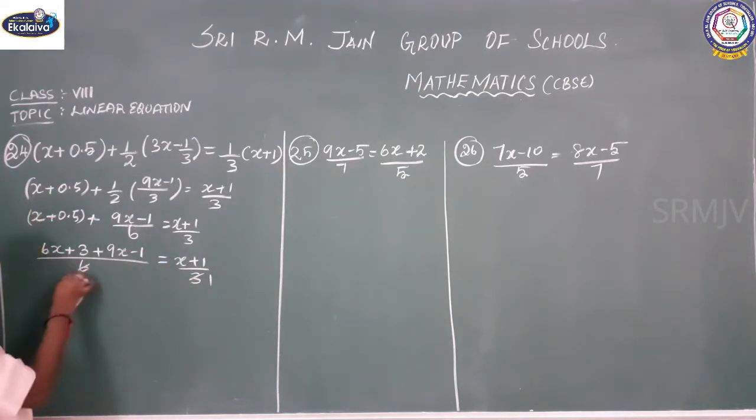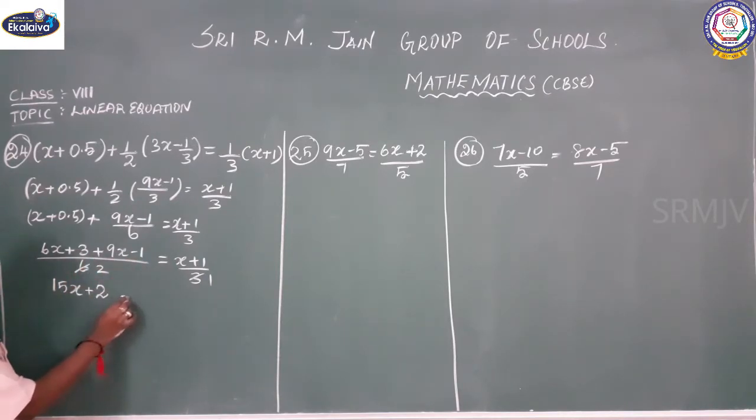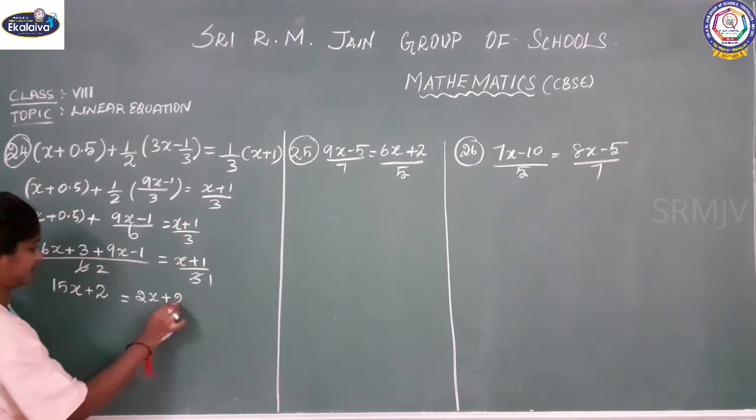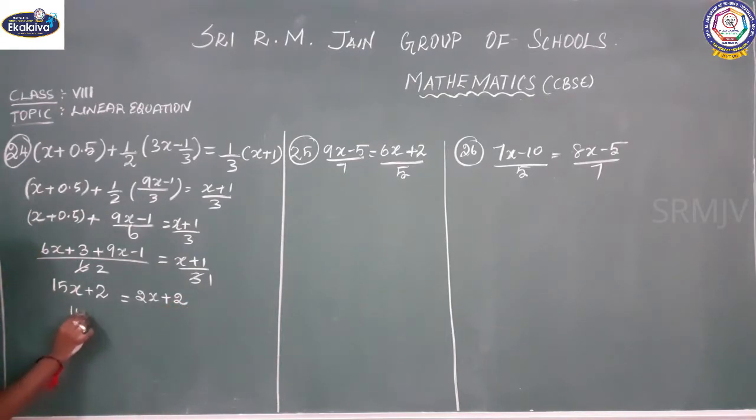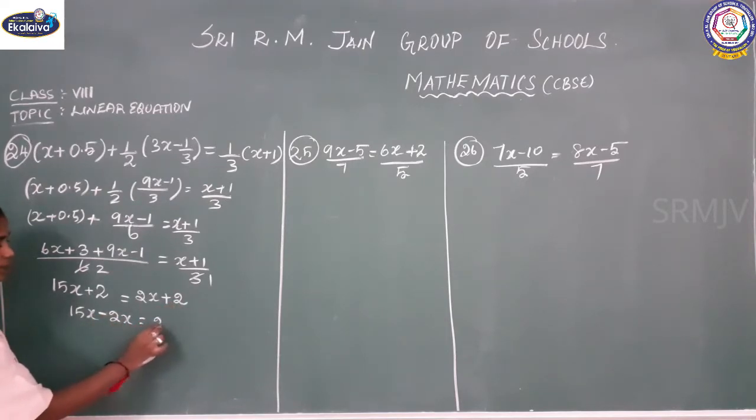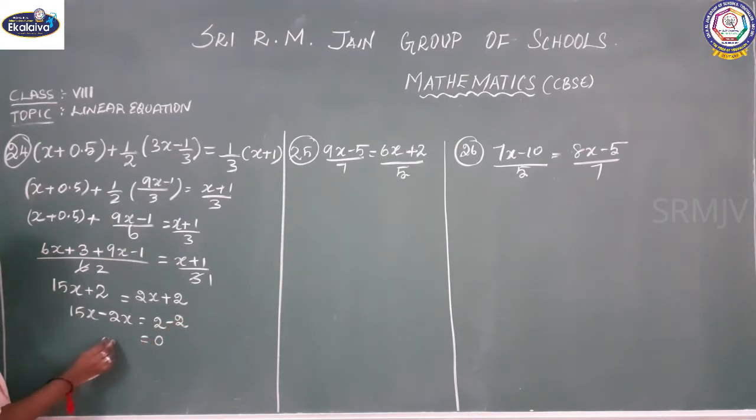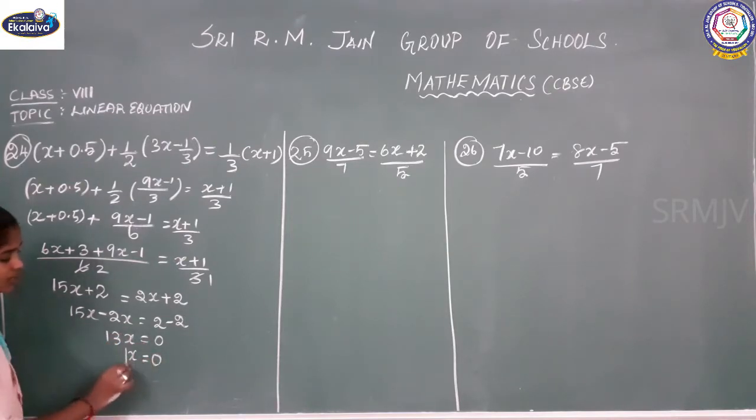3 1s are 3, 3 2s are 6. 6x plus 9x, I will get 15x. Then 3 minus 1, 2. And this division 2 becomes multiplication 2, so 2x plus 2. And then I will get 15x minus 2x. This 2 I can keep as it is, and this 2 becomes minus 2. 2 minus 2 is 0. And 15x minus 2x is 13x. Then x is equal to 0 by 13, which is 0. So the value of x is 0.